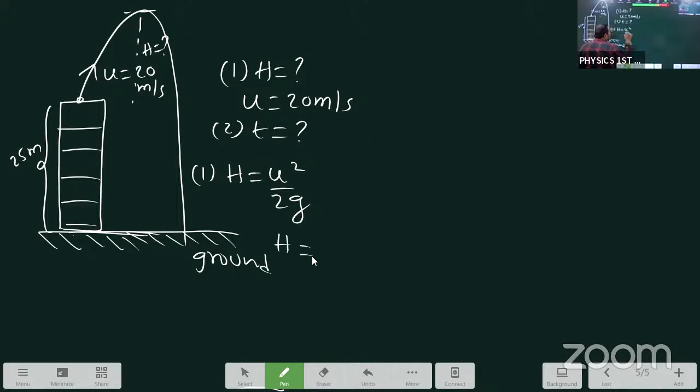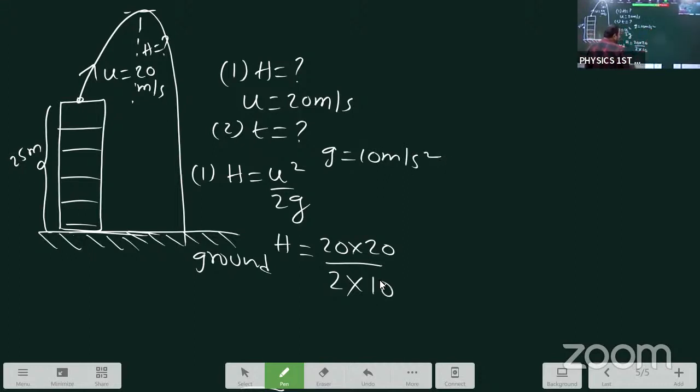H equals U square by 2G. How much height? 20 into 20 by 2 into the acceleration due to gravity, approximate value 10 meters per second square. 2 into 10 is 20, 20 cancel each other, 20 meters. So the ball will rise 20 meters. This is problem number 1. Second one is there. What is the time taken by the ball to reach the ground?